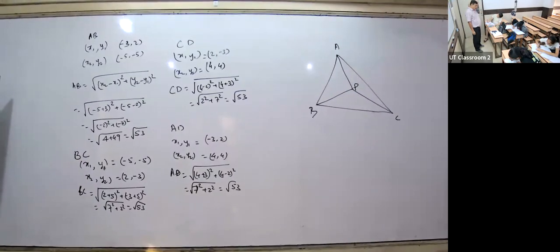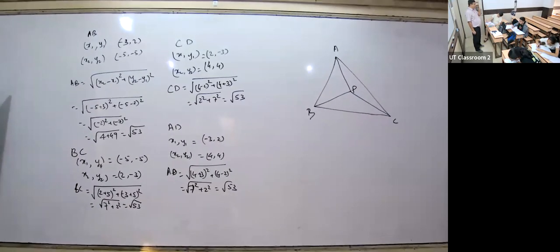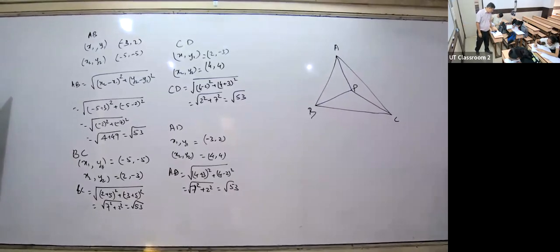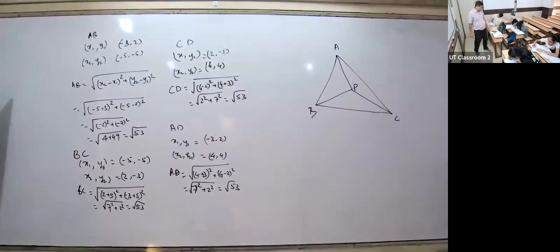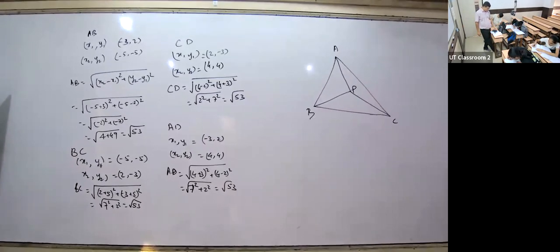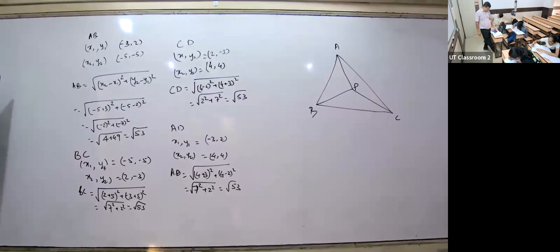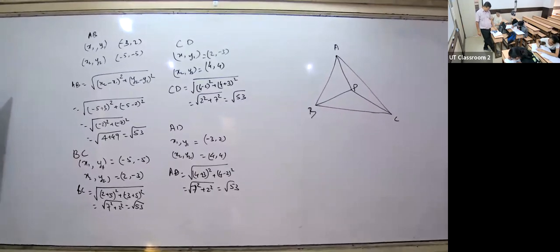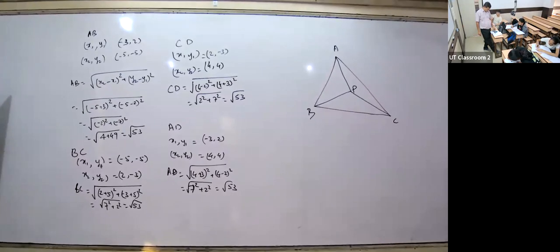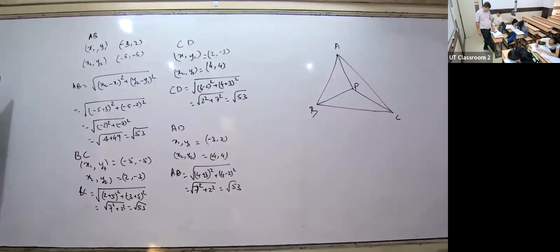Circumcenter is the point of intersection of all the perpendicular bisectors.